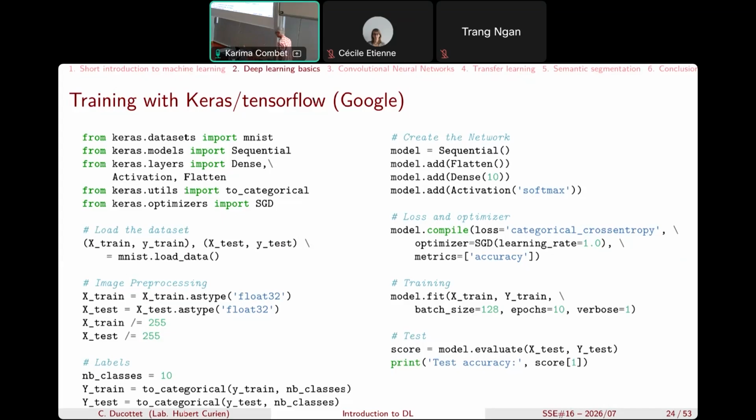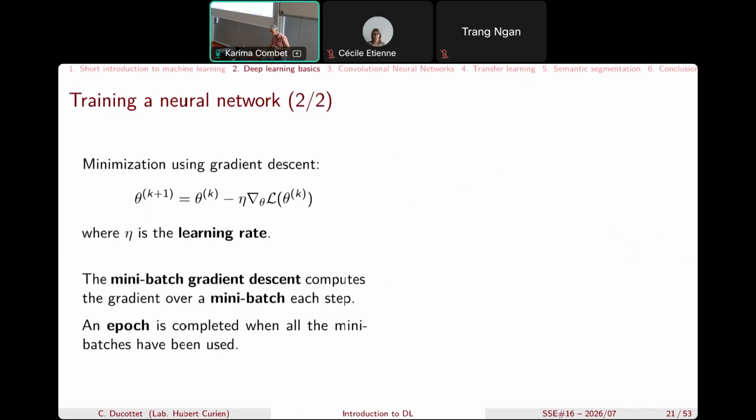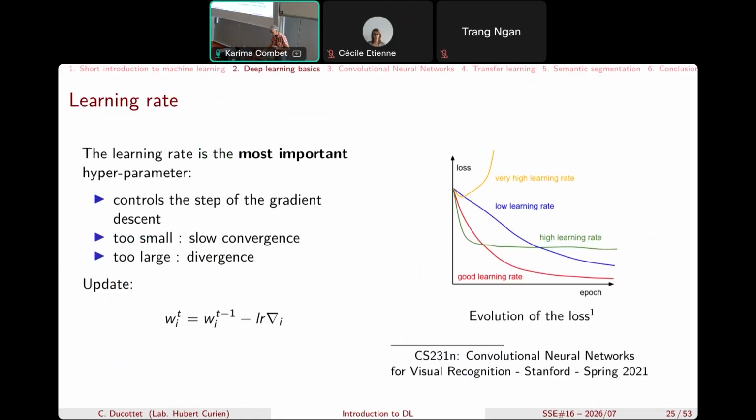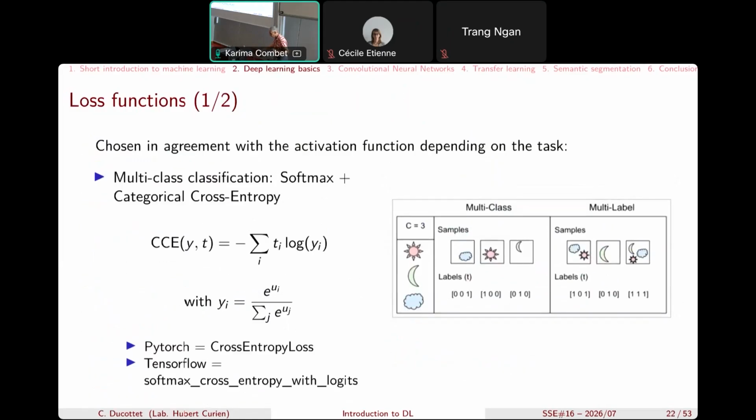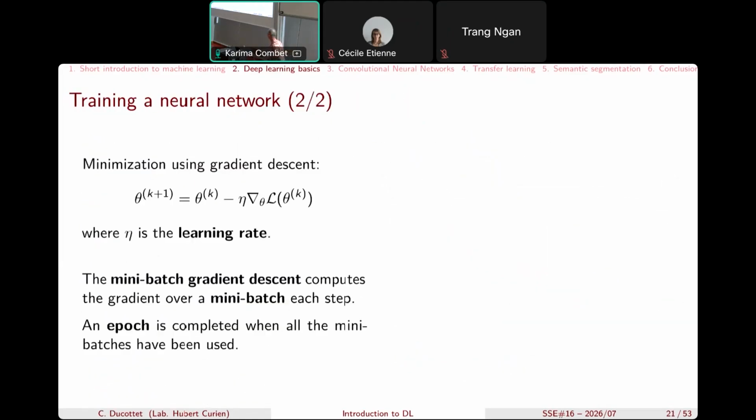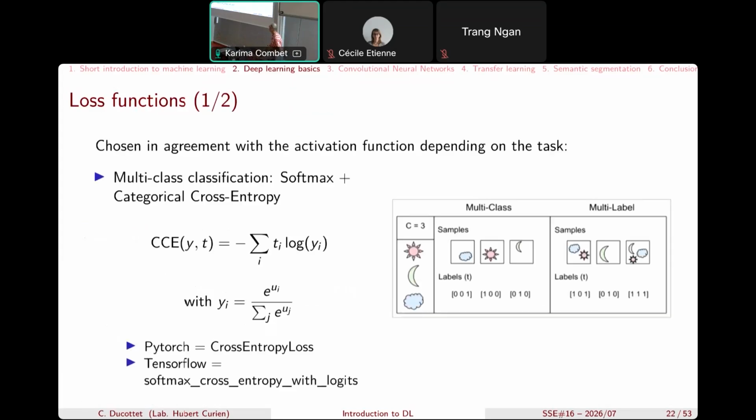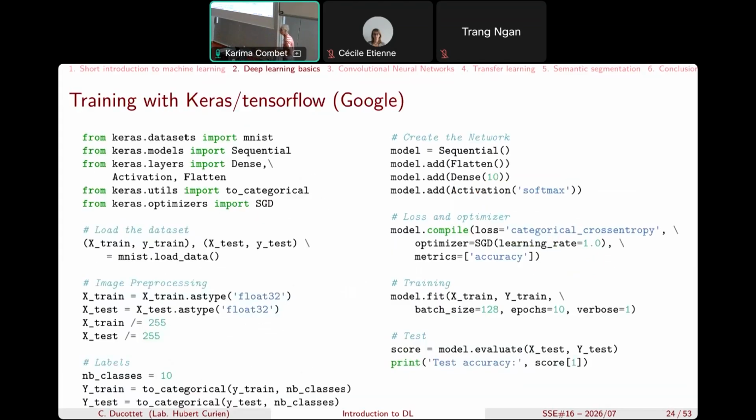So I forgot to point out that the most important parameter here, or maybe I will tell it after. One of the most important parameters in this gradient descent algorithm is what is called the learning rate, this eta. It is how much we modify the parameters at each step, okay? So this is a very important parameter, and we have to be careful to choose it, otherwise it will not converge at all.